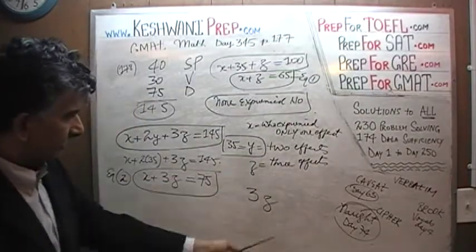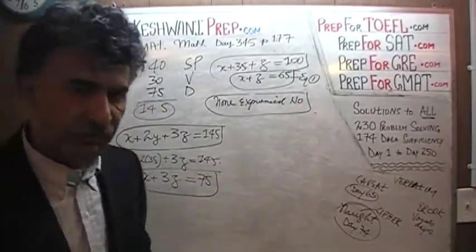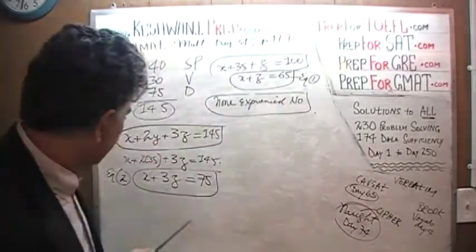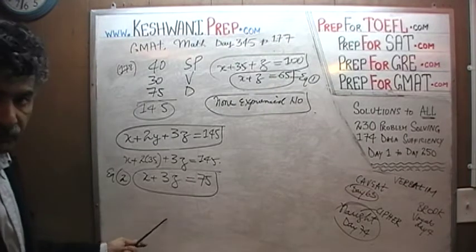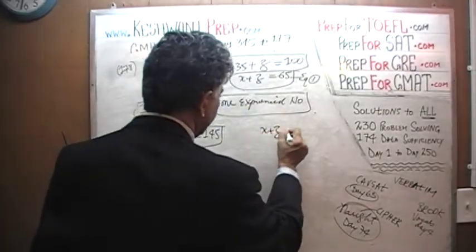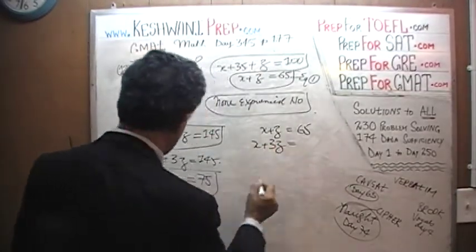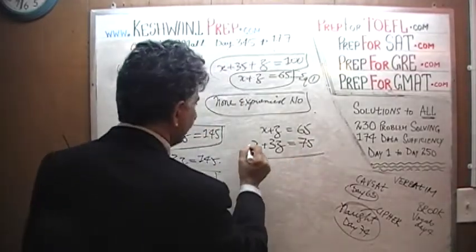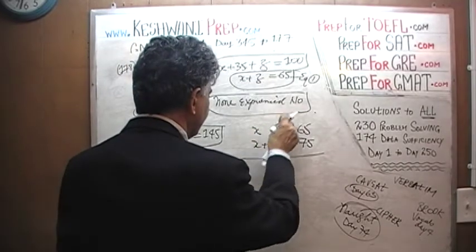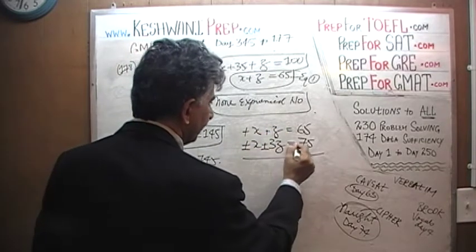Let's put them here. I need the room, so I'm going to erase all of this. So remember, x represents the number of people who had 1 effect, y represents the number of people who had 2 effects, and z represents the number of people who had all of the 3 effects. In the Venn diagram it shows up as the common area among all 3 of them. So there are the 2 equations. Equation number 1 tells us that x plus z equals 65, and the second equation tells us that x plus 3z equals 75. Let's subtract everything.